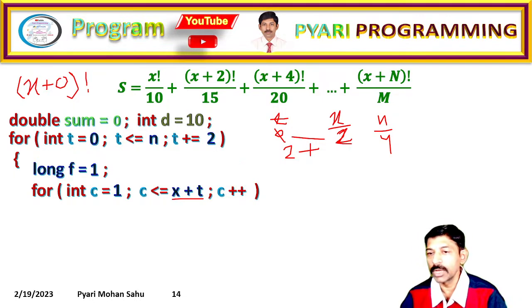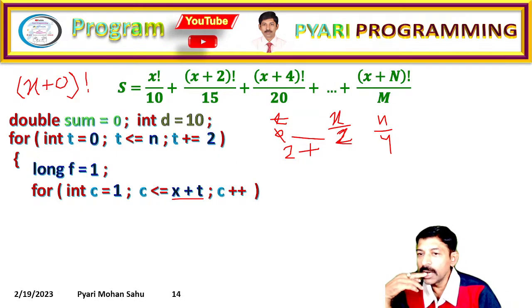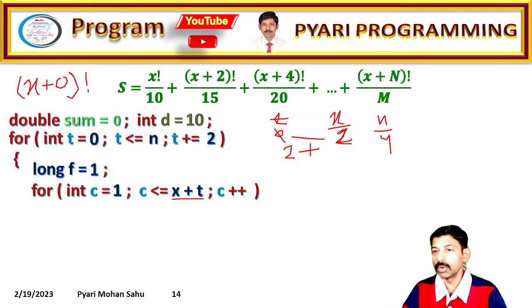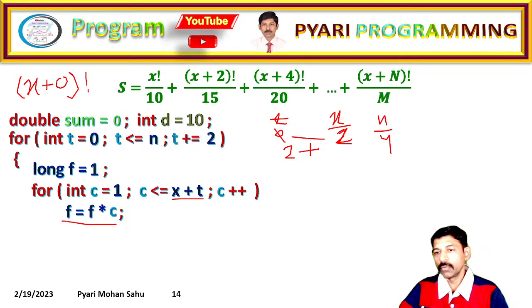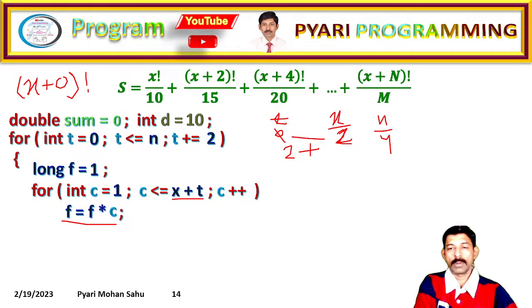Understood why x plus t? Yes. Excellent. Maximum of the students have given the answer. Beautiful. Now f is equal to f into c to get the factorial. This is the old logic of the factorial. Factorial part understood?